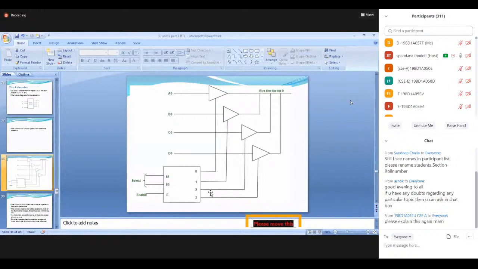When the 0th line is 1, the remaining all will become 0. Whenever this becomes 1, the control input becomes 1. What happens? Whatever the input is there, the same input will be transferred to the output. So here you will get A0 in the output line. When the 0th line value equals 1, the remaining all values will become 0.